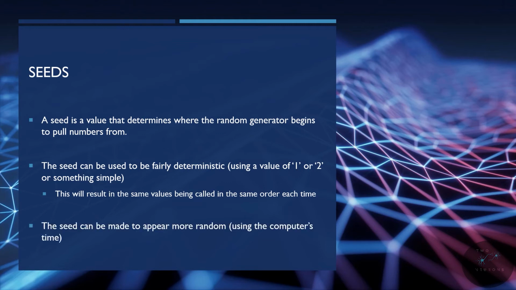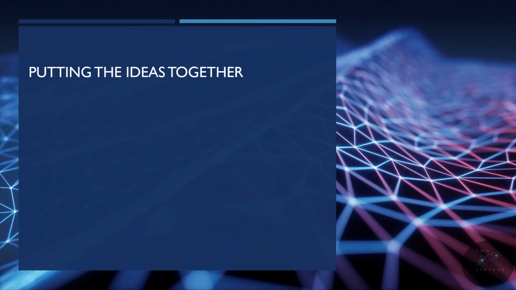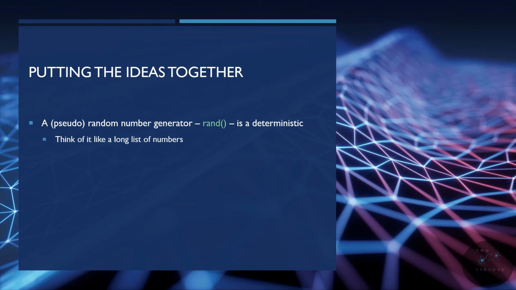Alternatively, we can make it seem more random by using more complex algorithms for our seed, such as using the computer's elapsed time or using the microseconds on the computer's clock. So let's put this all together so it makes more sense. A pseudo-random number generator like rand is deterministic. Think of there as being a long list of numbers, and the computer is just picking a number at random. You can find random number tables in the back of several stats textbooks if you're interested in seeing what a list of these numbers look like. They even have instructions on how to use them to generate what appears to be pseudo-random numbers, or what they'll argue are random numbers, by hand.